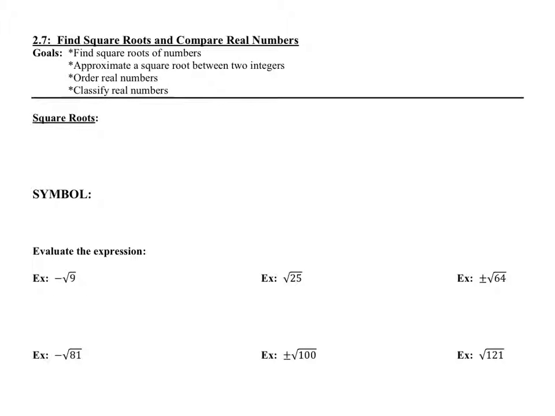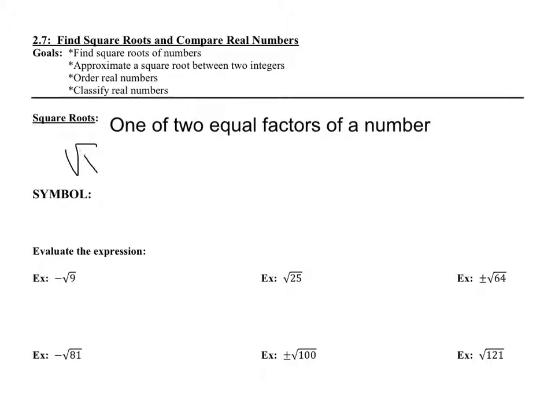In this notes walkthrough, we're going to review how to find square roots of numbers, approximate a square root between two integers, order real numbers, and classify real numbers. Square roots are one of two equal factors of a number. Or you can think of it as what number times itself would give you x. And the symbol for square root is that right there.